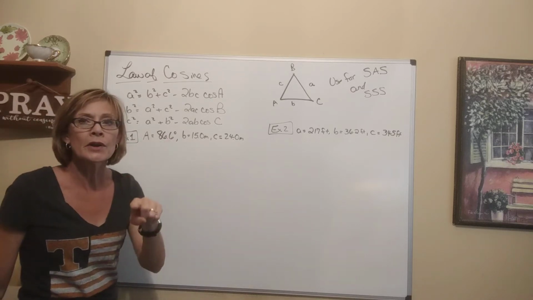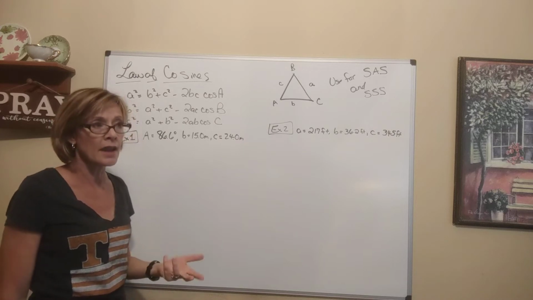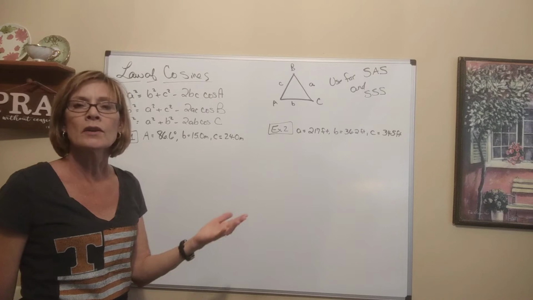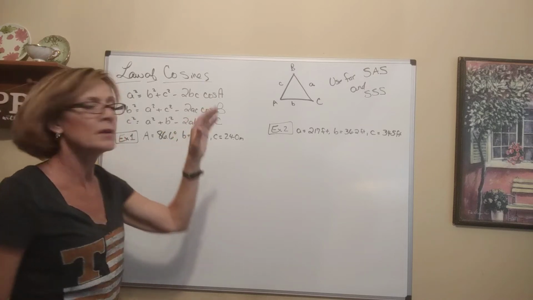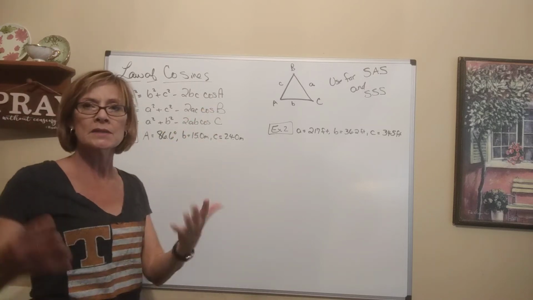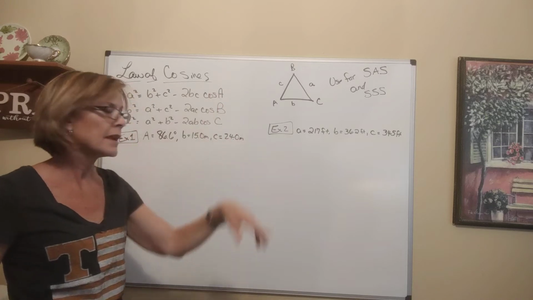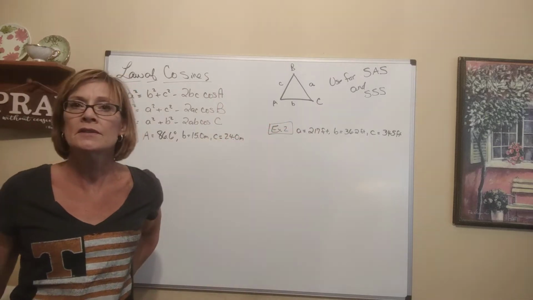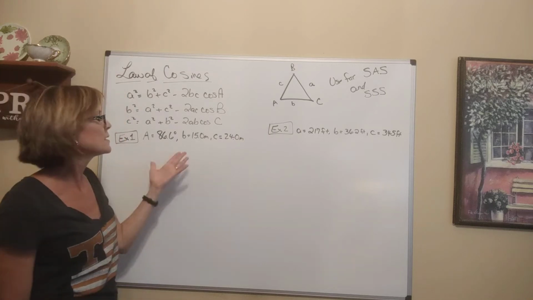I know that your book uses alpha and gamma and beta. That's fine, but it's just annoying, so I'm just going to use capital A, B, and C instead. It means the same thing. Capital A would be alpha, capital B would be beta, and gamma is what I'm using in place of C.